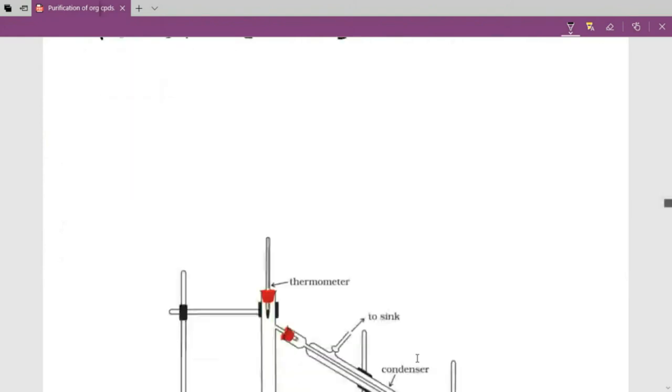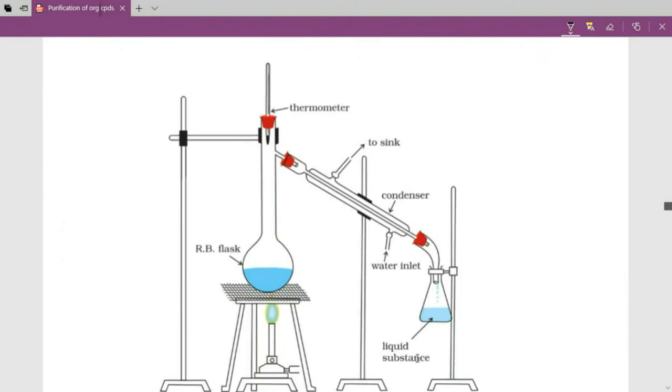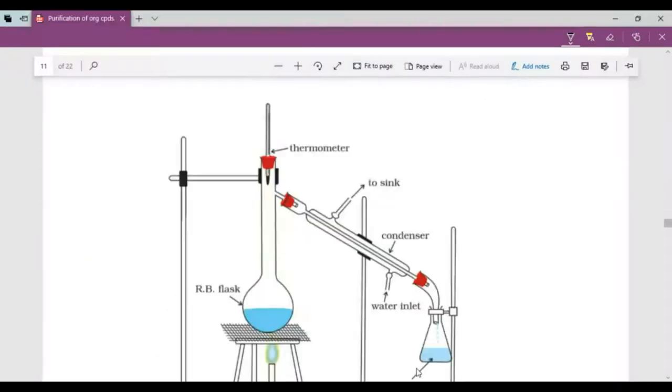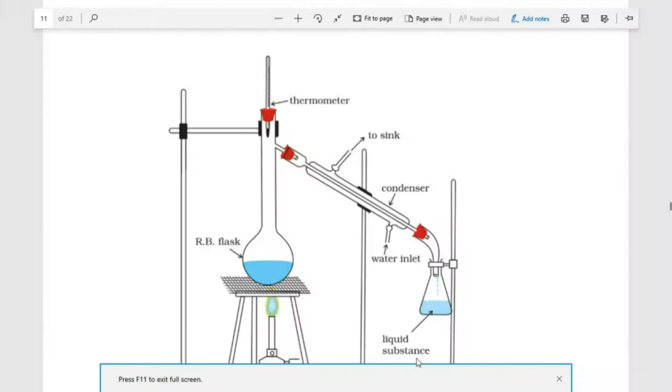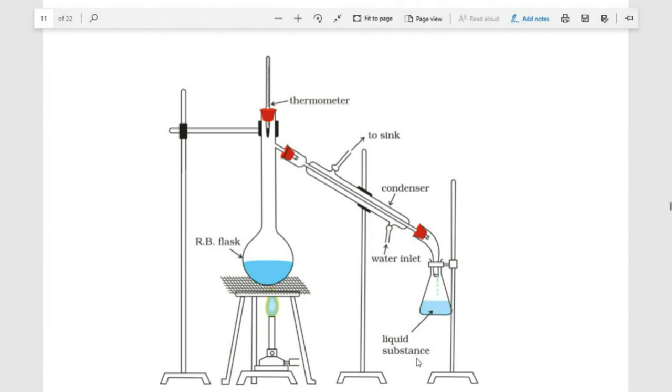So how will we separate? See the apparatus of distillation. What is there? This is the burner. RB flask is the round bottom flask. This is a round bottom flask, and it has a very long neck. In this, the impure liquid is heated. As we have already told, distillation is used for impure liquids. Now it is heated, so when we heat, gases will start forming.